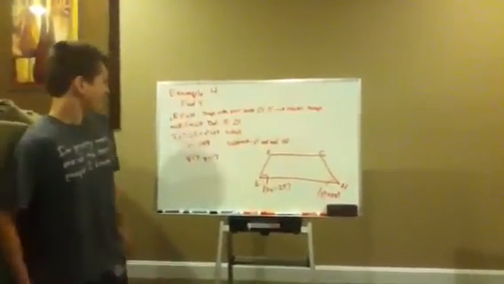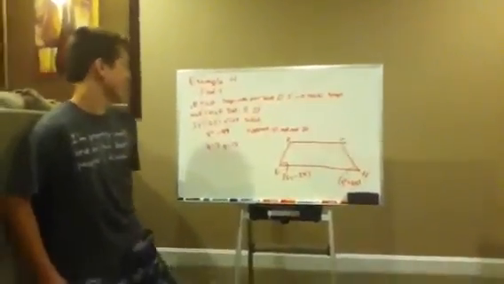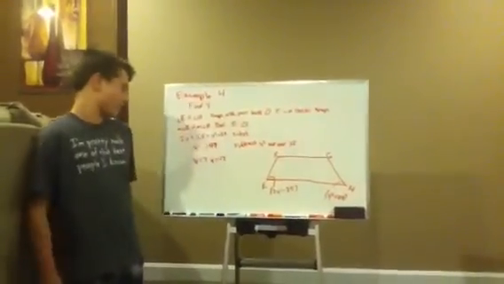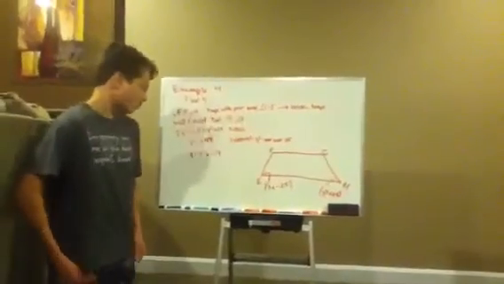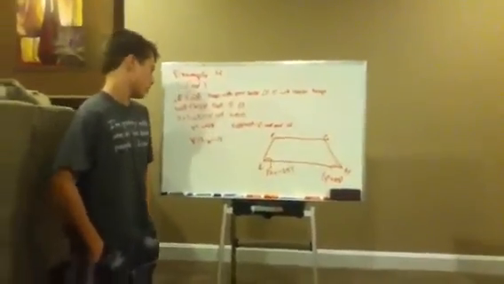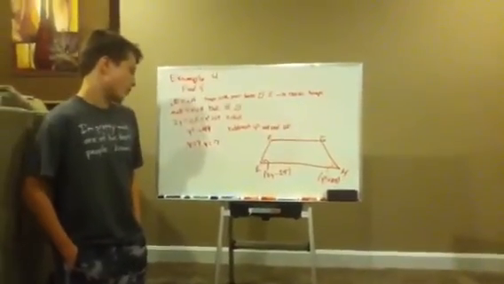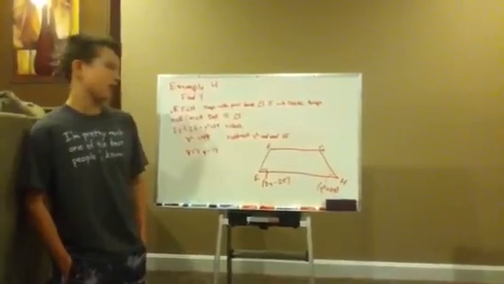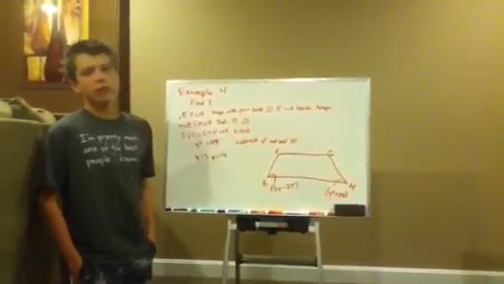2y squared minus 25 equals y squared plus 24 by substitution. So y squared equals 49 because we subtracted y squared and added 25. So y can equal 7 because 7 times 7 is 49, or y can equal -7 because -7 times -7 equals 49.